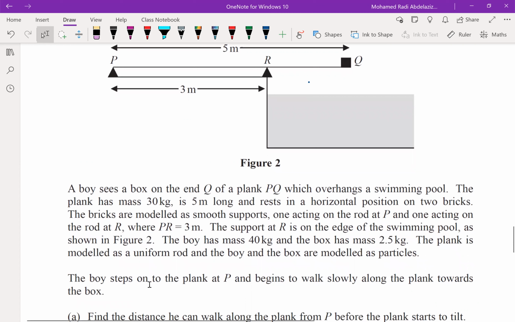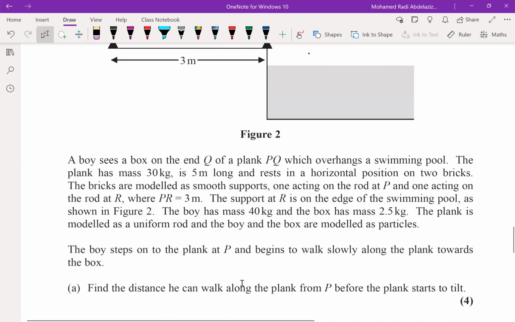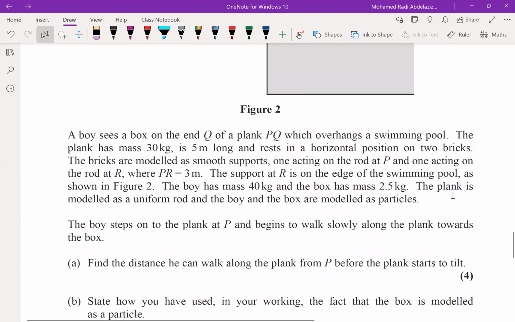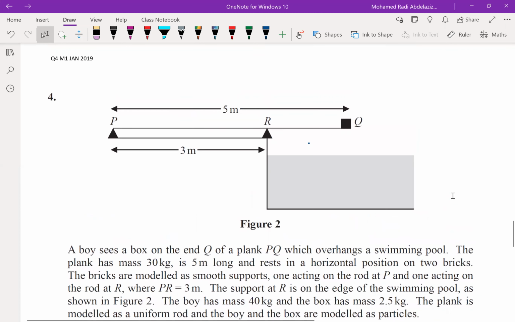The boy steps on the plank at P and begins to walk slowly along the plank towards the box. Find the distance he can walk along the plank from P before the plank starts to tilt. First, the boy starts to move from this position. Move slowly till the rod started to tilt. So when the boy moves till R, nothing happened.